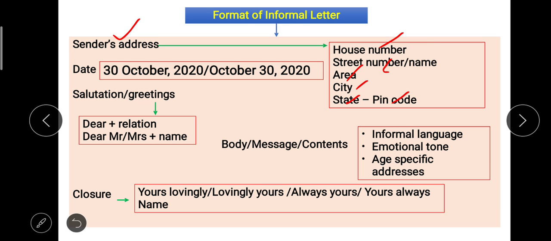Then will come date line. After single line gap, we have to write down date, and just like formal letter, this should be the pattern of date. After date line, give single line gap and then salutation or greetings.